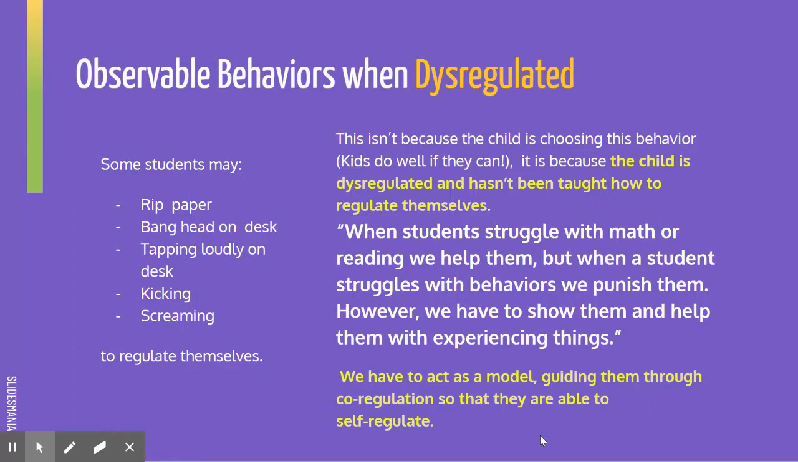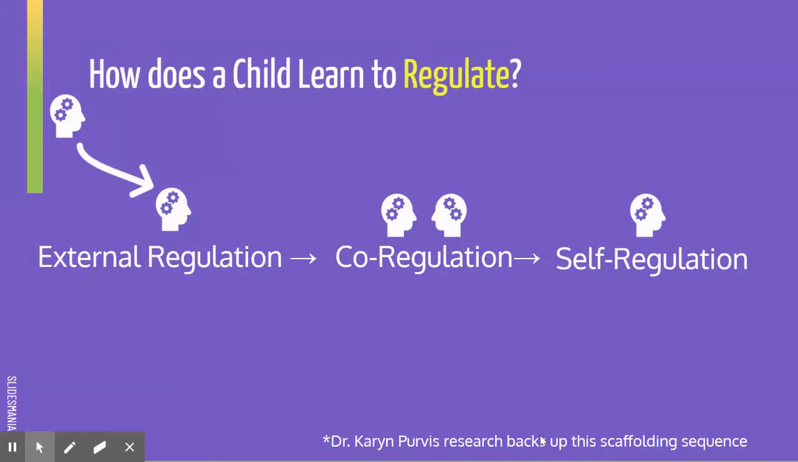So when we say we have to meet students where they are in their development and in their growth, what we're talking about is understanding that when students demonstrate dysregulation, we need to look at the idea that all behavior is communication. So what is being communicated to us? When we act as a model and help co-regulate these behaviors with our students, then we actually equip our students with the ability to eventually self-regulate.